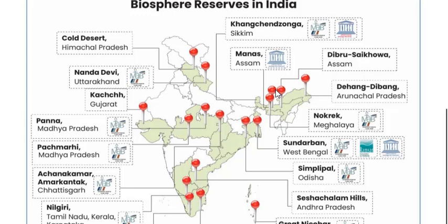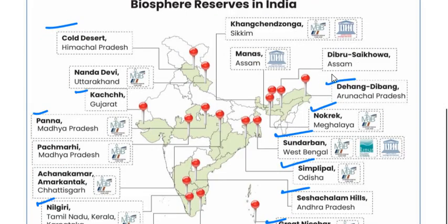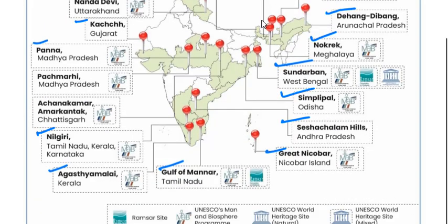Next, biosphere reserves in India. You should remember all the biosphere reserves. It is written here: Cold Desert in Himachal Pradesh, Nanda Devi in Uttarakhand, Kutch in Gujarat, Panna in Madhya Pradesh, Pachmarhi in Madhya Pradesh, Achanakmar-Amarkantak in Chhattisgarh, Nilgiri in Tamil Nadu, Agasthyamalai in Kerala, Gulf of Mannar in Tamil Nadu, Great Nicobar in Nicobar Islands, Seshachalam Hills in Andhra Pradesh, Simlipal in Odisha, Sundarban in West Bengal, Nokrek in Meghalaya, Dihang-Dibang in Arunachal Pradesh, Dibru-Saikhowa in Assam, Manas in Assam, Kanchenjunga in Sikkim. Most of them have already been asked by UPSC. You should remember the whole list.